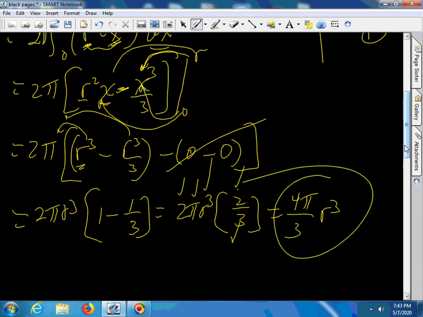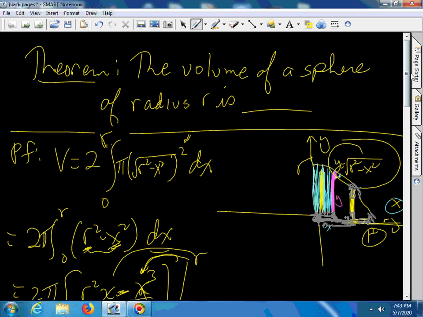That's the volume: 4/3 pi r cubed. 4/3 pi r cubed. And let me be crystal clear: the volume of the sphere of radius r is 4/3 pi r cubed.